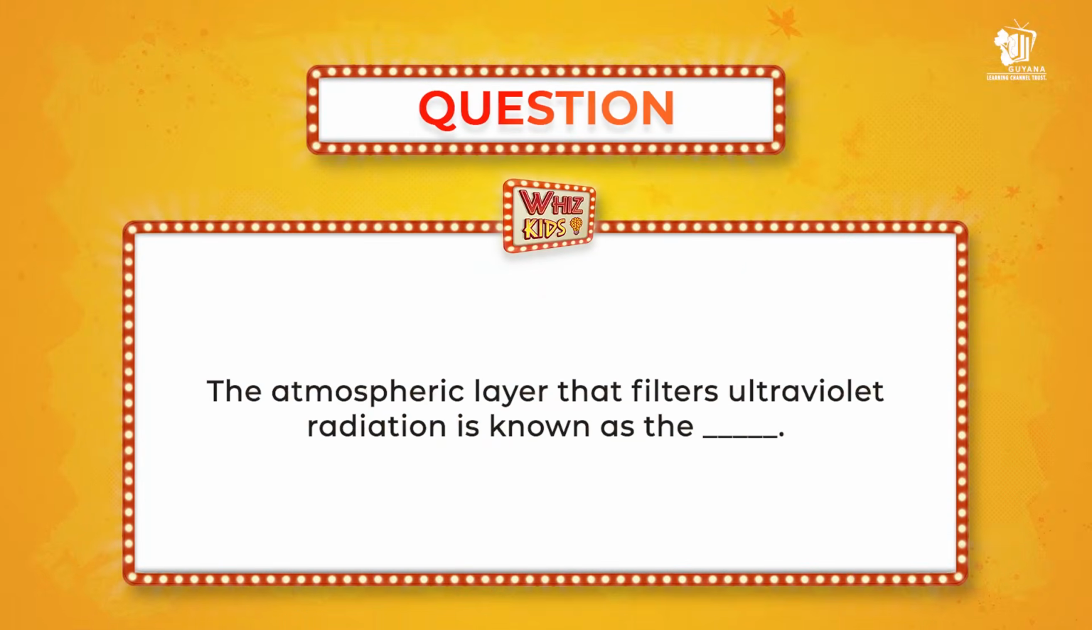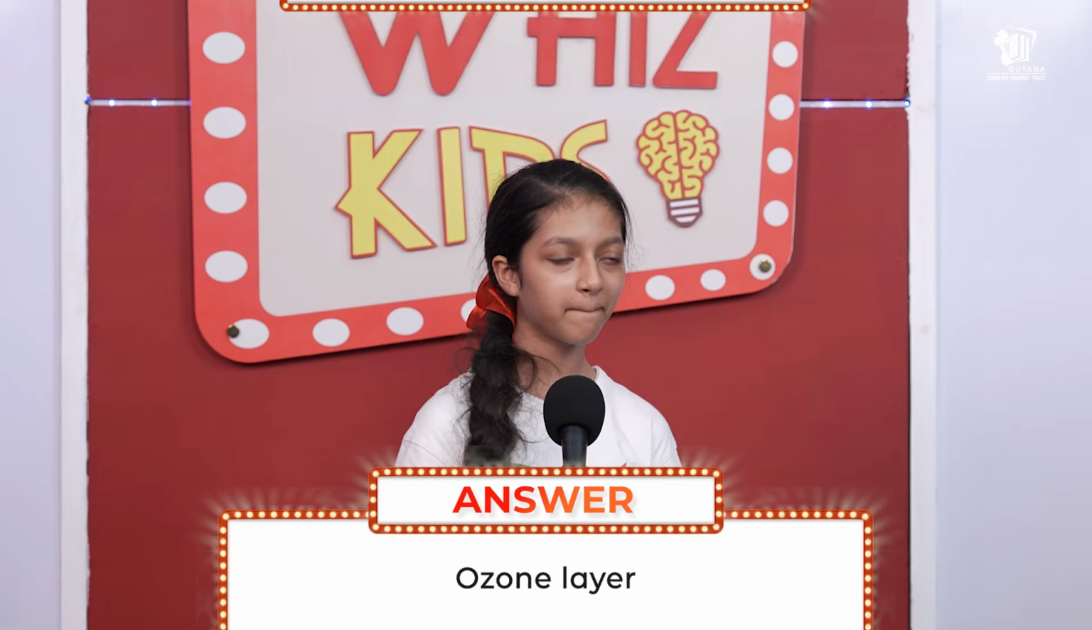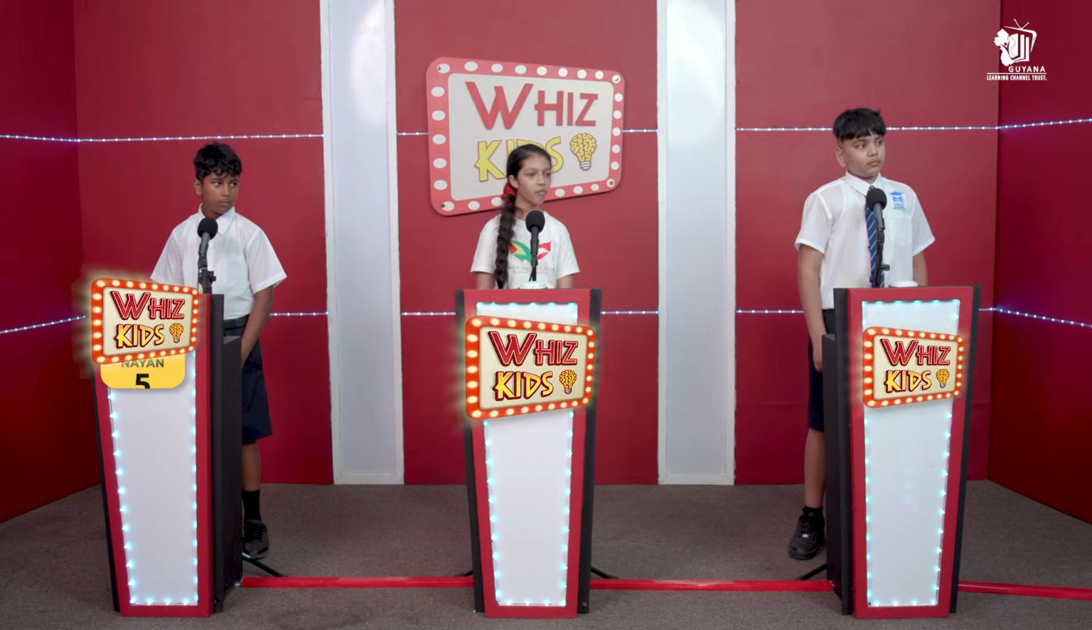The atmospheric layer that filters ultraviolet radiation is known as the blank. Divya. The ozone layer. That is correct. Good job. Science, please.